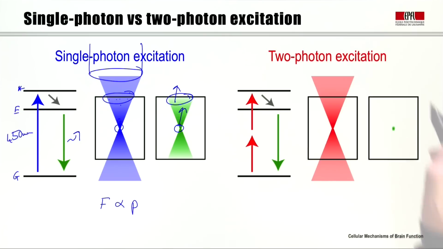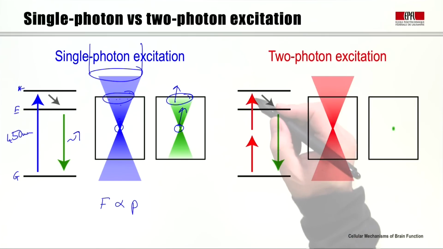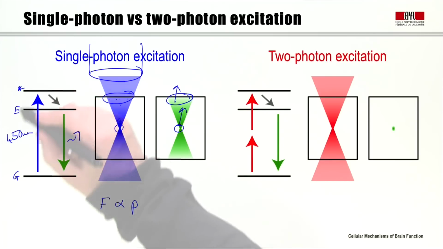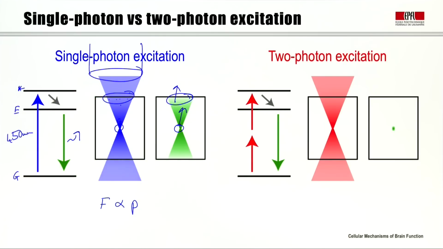Two-photon excitation avoids many of these problems by using a nonlinear optical technique. In order to excite the fluorophore, instead of taking one high-energy photon as we do in single-photon excitation, we instead take two low-energy photons. We might, for example, have two 900 nanometer photons that are absorbed. Their energy here would be equivalent to the 450 nanometer light in the single-photon case.